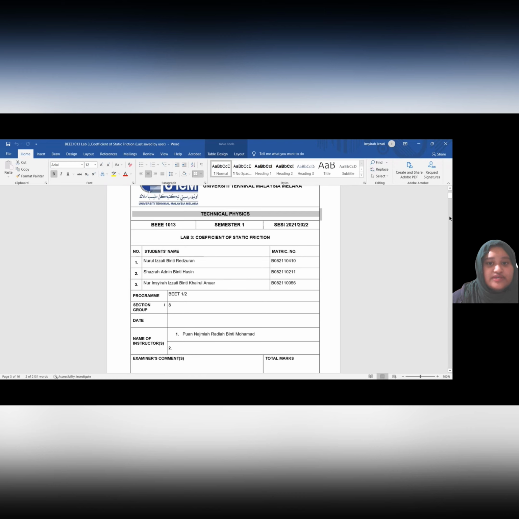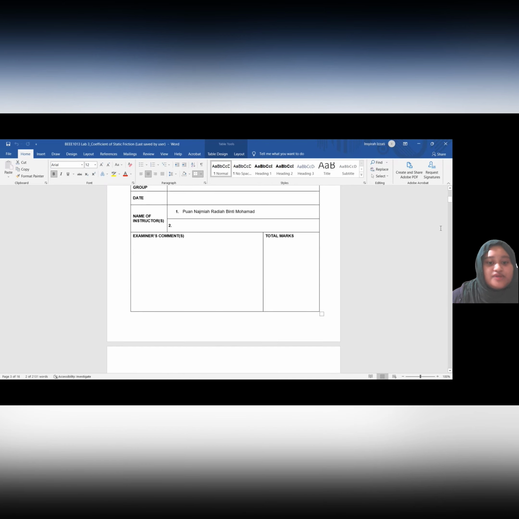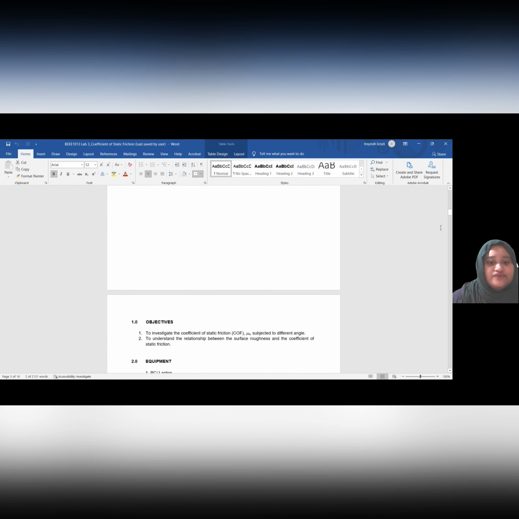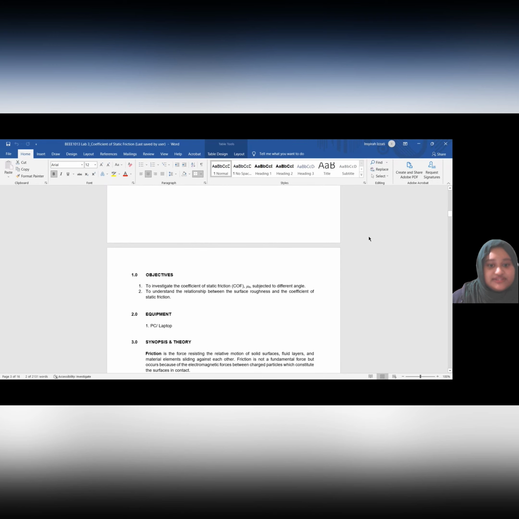B0821100056. Today I will explain about Lab 3, coefficient of static friction. The objective of this lab is, number 1, to investigate the coefficient of static friction subjected to different angles. Number 2, to understand the relationship between the surface roughness and the coefficient of static friction.